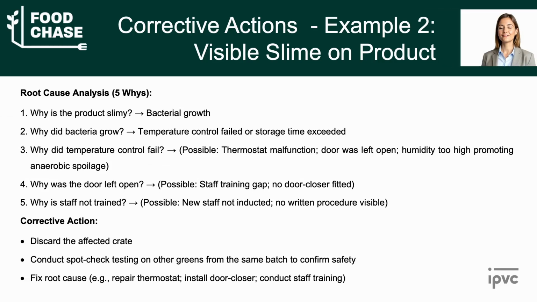You then use the 5 whys to figure out what went wrong. Was the temperature too high? Was the humidity so high that the product became anaerobic and encouraged spoilage bacteria? Did the product sit too long? Did it arrive contaminated from the farm? Once you know the root cause, you fix it and document what you did. These corrective actions take time, but they protect your brand and your customers.